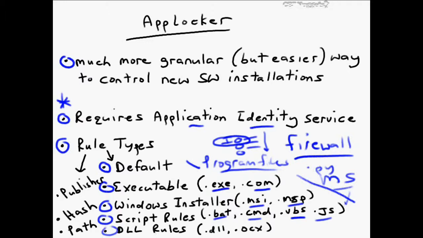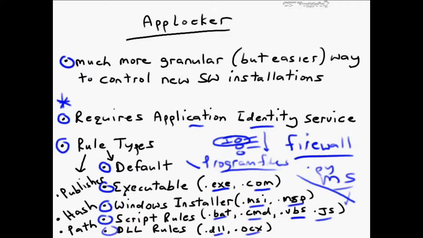And then finally we have DLL rules. Dynamic link libraries are collections of functions and procedures that will be attached or linked to an associated executable file. In Windows, those DLLs take the extension DLL or OCX typically.